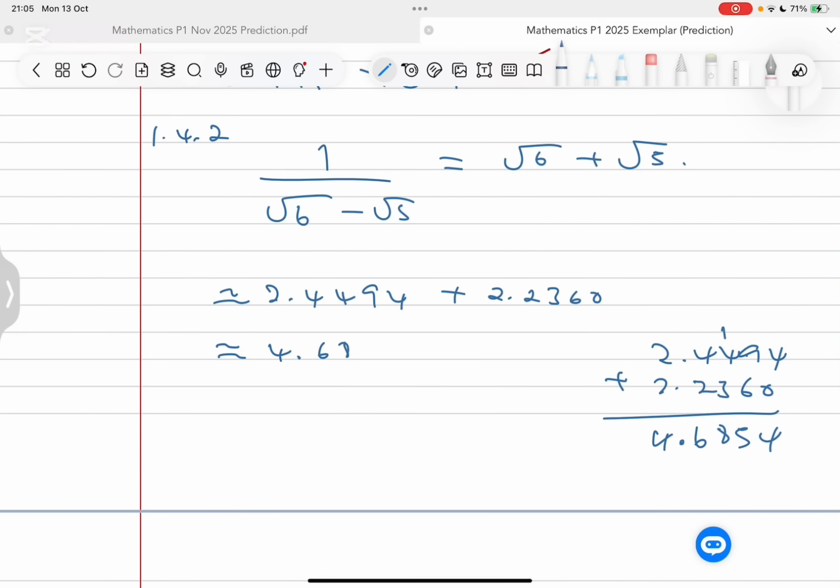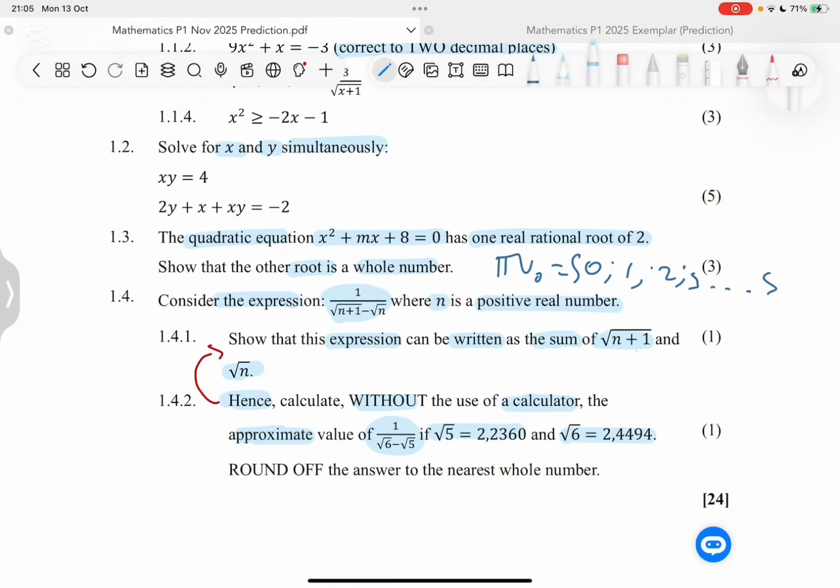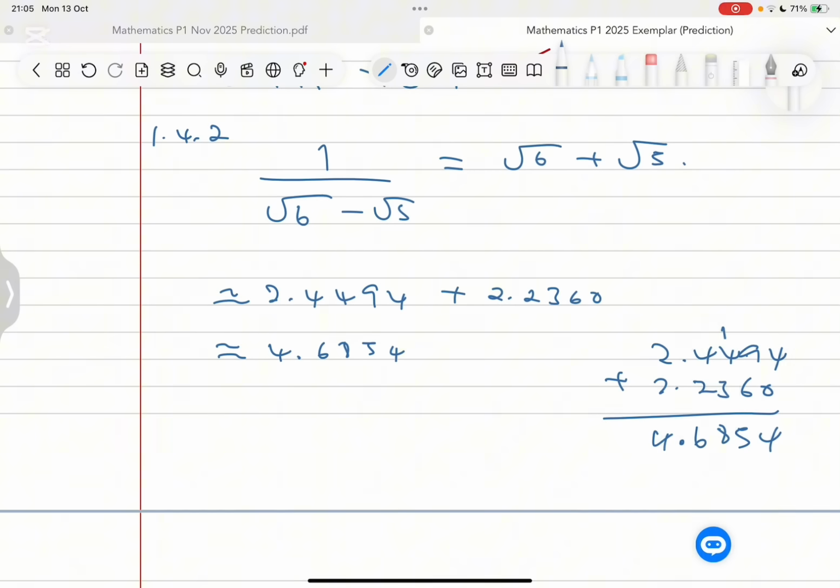But there's something very important here. Remember, normally we round off our answers to 2 decimal places. But this question has specifically requested that we round off the answer to the nearest whole number. So we must write this as a single number. You can see that we have a 6, which is above 5, so it will throw a 1 here. Our answer will be approximately 5, rounded off to the nearest whole number.